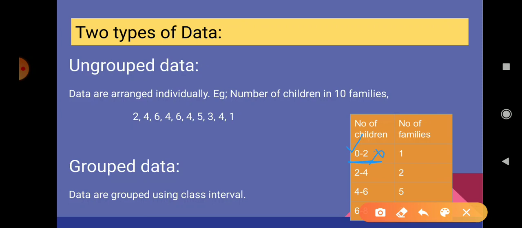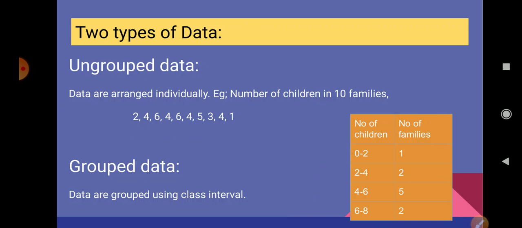That means in a class interval, when we are counting the data, we are considering the lower limit. Here in 0 to 2, 0 is called the lower limit, 2 is called the upper limit. In a class interval there will be two ends: one is the lower limit and the other is the upper limit. Here 0 is the lower limit, 2 is the upper limit. In the next, 2 is the lower limit, 4 is the upper limit. So now these ungrouped data are converted into grouped data. Observe this table, this grouped data.